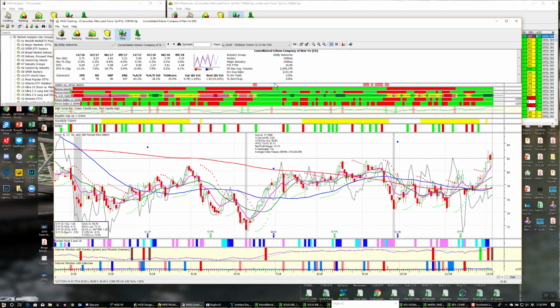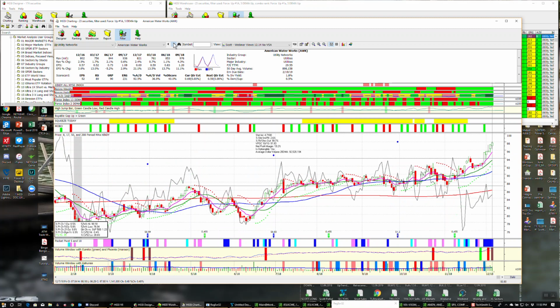I don't trade a lot of utilities. The water utilities are popping up, don't have much growth rate, 2% dividend. Long base, 4 or 5 months and breaking out here. That's it on the upside, guys.